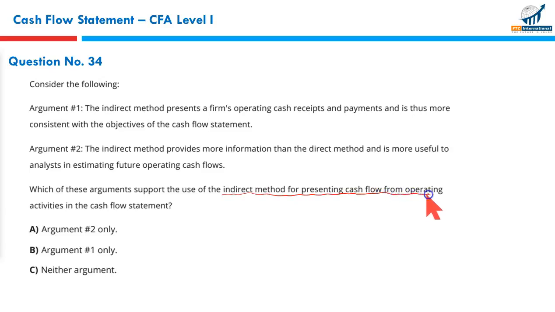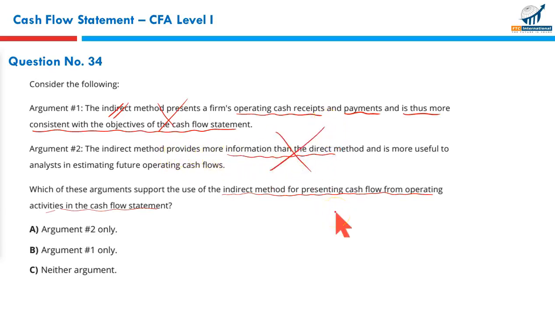Next, consider the following statements, and which of these arguments support the use of the indirect method for presenting cash flows from operating activities in the cash flow statement. First, the indirect method presents firm's operating cash receipts and payments and is thus more consistent with the objectives of the cash flow statement. It is wrong. It is the direct method that presents cash receipts and cash payments from operations. The indirect method starts from net income and makes adjustments for non-cash transactions and working capital changes. Wrong statement.